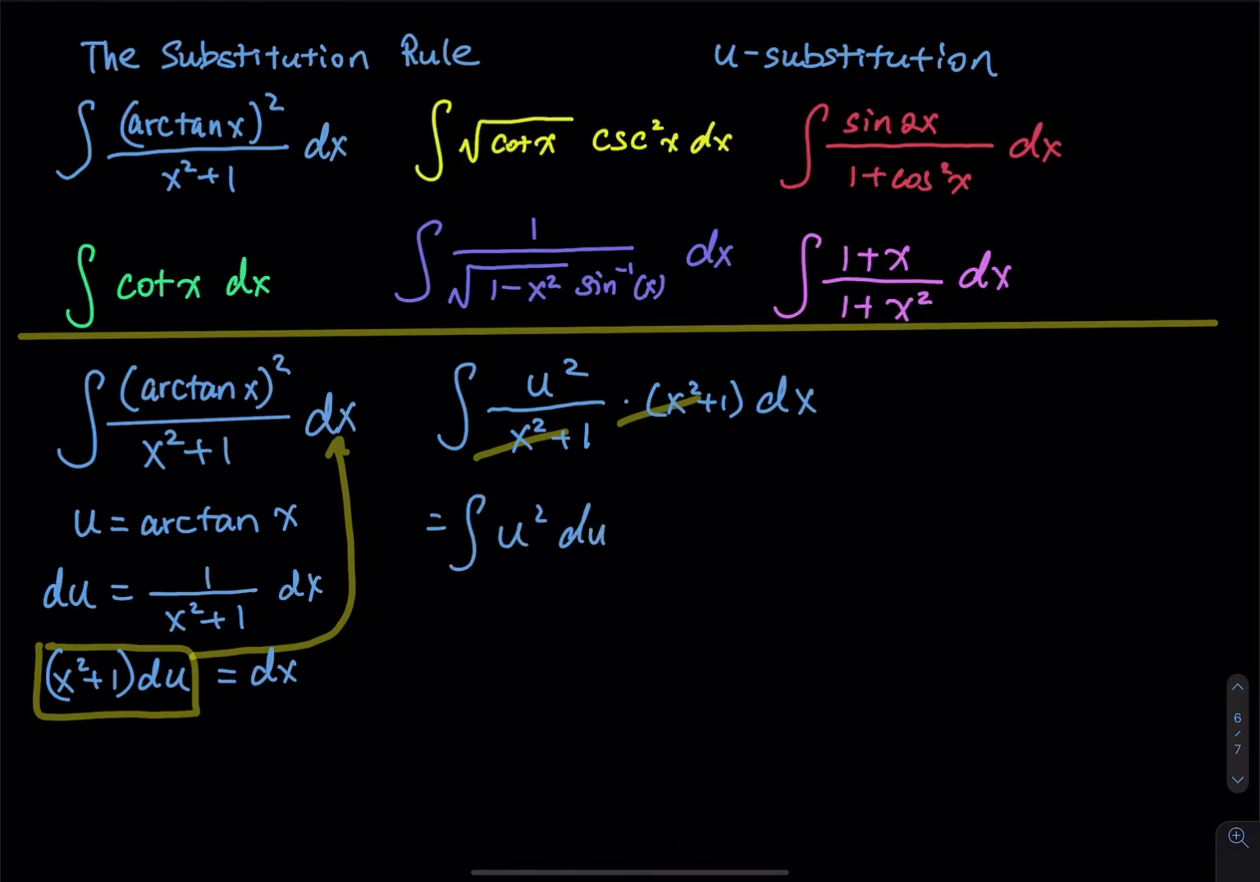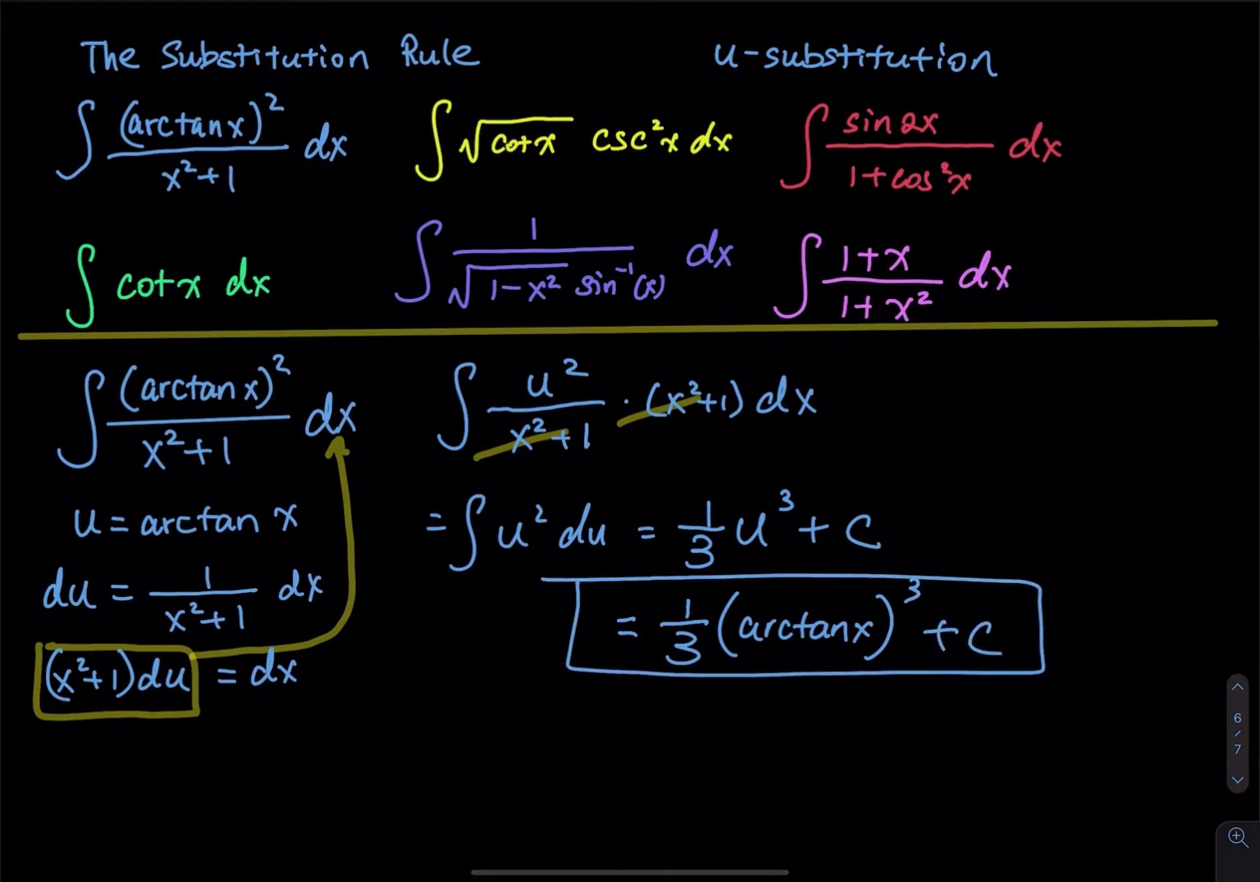So that is just a simple power rule. So that is u to the power plus 1, and then 1 divided by the power, plus c, and then you just put the x back in for u. So 1/3, and u is arctangent x, raised to the third power plus c. So this problem is finished.